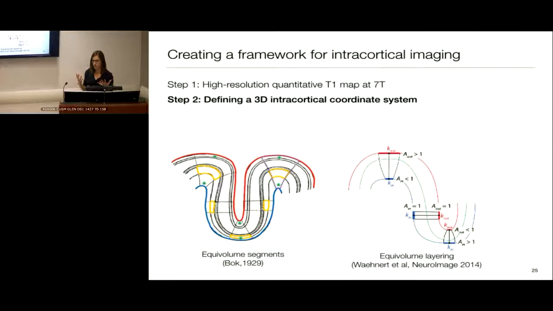And he observed this actually by cutting different sections and weighing them and seeing how many neurons and everything were in each. And so what Miriam decided to do was to implement this equivolume technique to define these intermediate cortical layers. So it's purely a geometric model. It does not rely on the image contrast at all. You just need to feed it the boundary surfaces and it computes it from there.